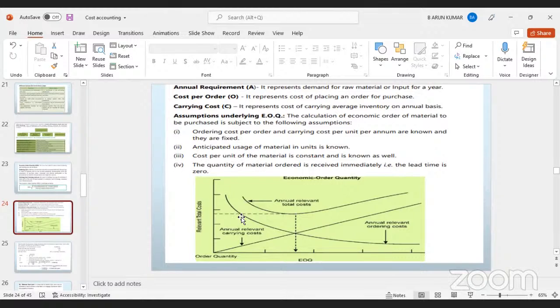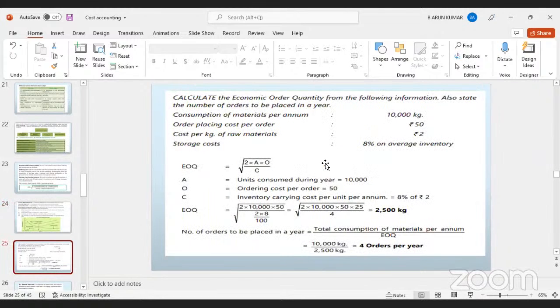These are the assumptions regarding the EOQ. Just go through them, and this is the problem regarding the EOQ. See the problem: compute the economic order quantity from the following information, and also state the number of orders to be placed in a year. Here they are asking for the EOQ and the number of orders.